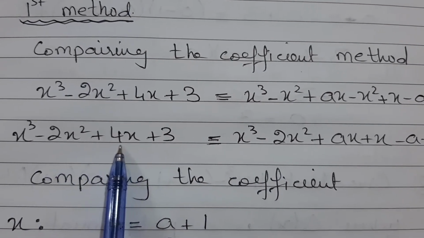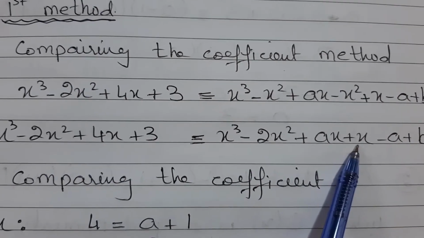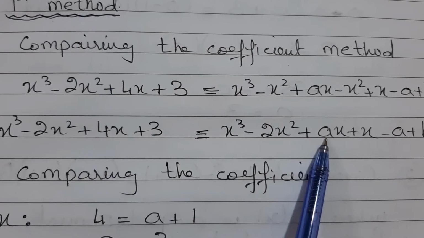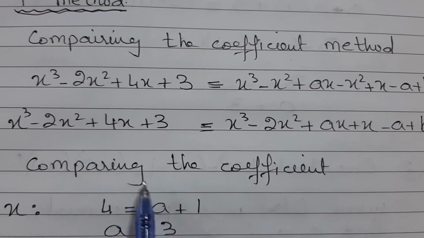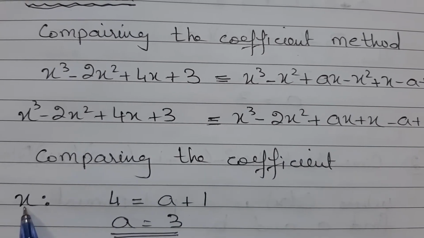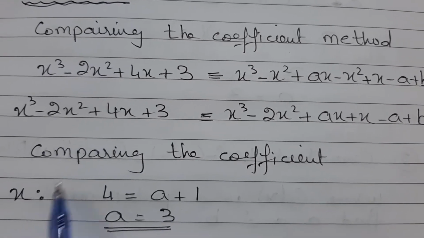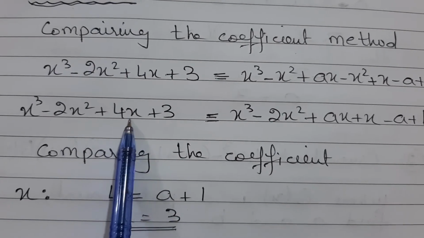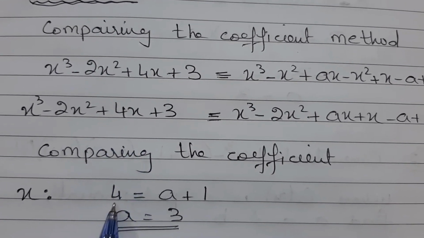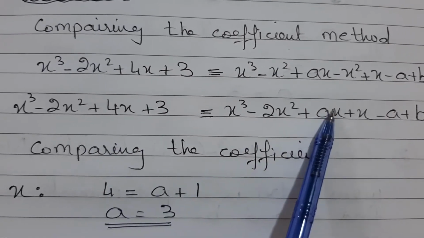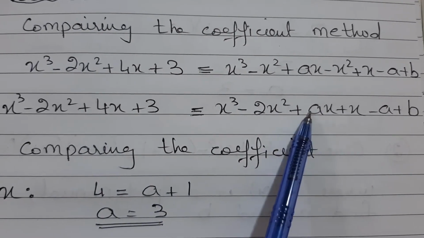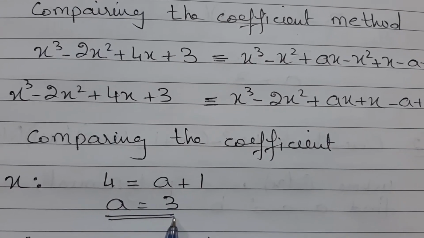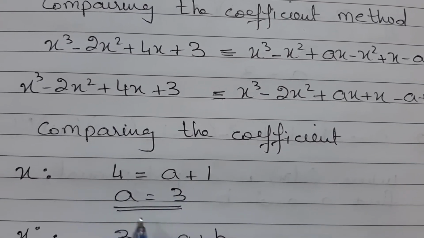Let's see this term, 4 and x. Here the coefficient of x is a plus 1, and you have to find out a. So you need to compare this term now. You will say comparing the coefficient of x. This is the way we write it. Comparing the coefficient of x, I have picked up the coefficient of x from the left hand side, which is 4, equals to, from the right hand side the coefficient of x is a plus 1. So this is what I have written and found the value of a. 4 minus 1 is 3.